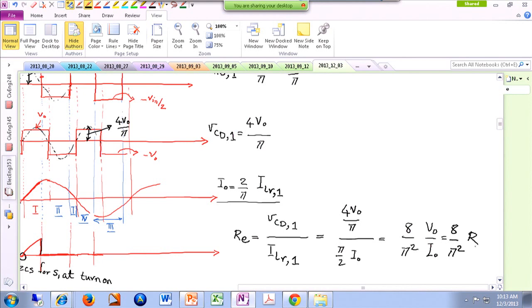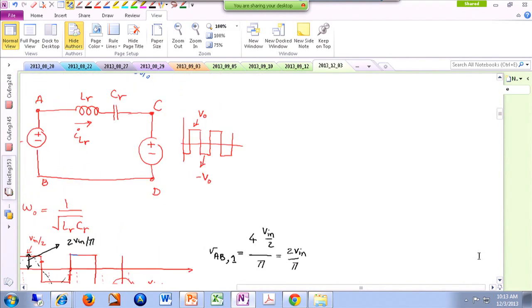All right. So this equivalent resistance is kind of representing our load. However, this load is being transferred to the other side of the rectifier, so it's just 8 over pi squared R. So technically what I did was look at the fundamental harmonic from C to D, look at the fundamental current that is going there, and then divide them by each other. Therefore, you can argue that this is our R equivalent.